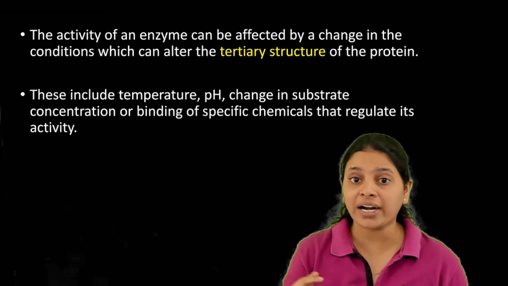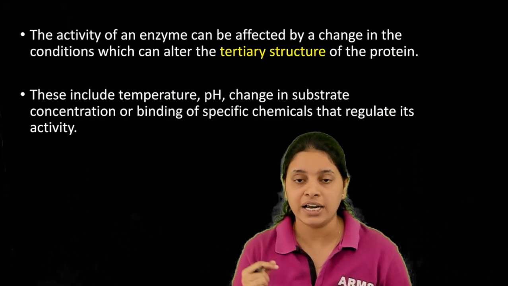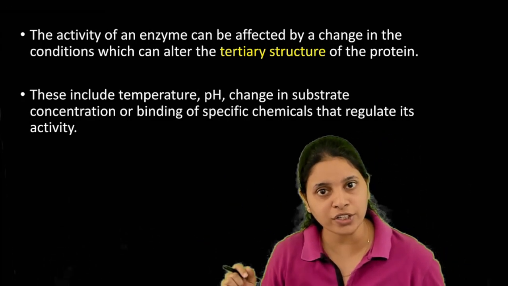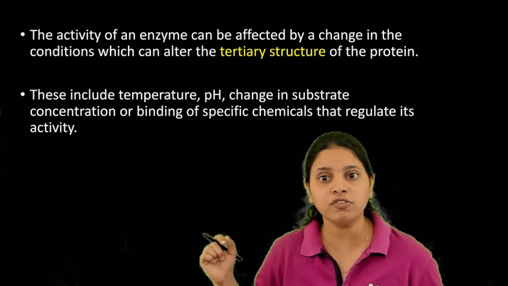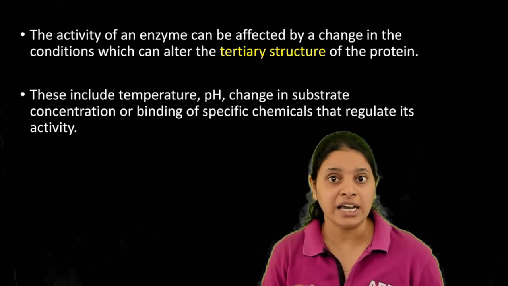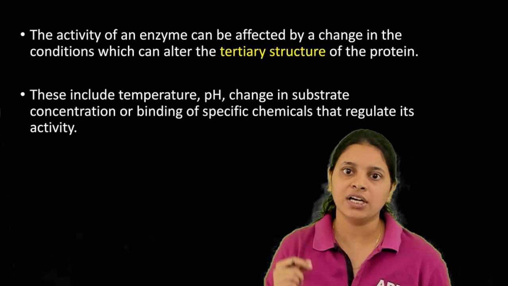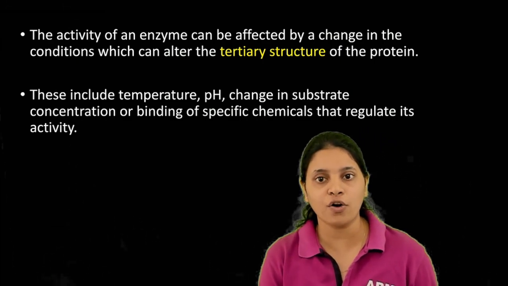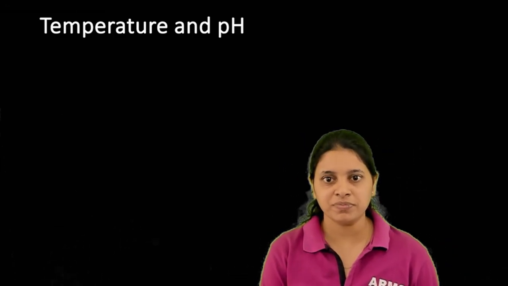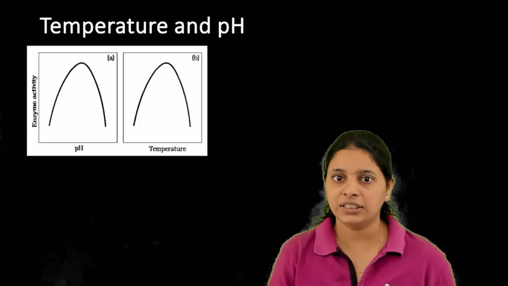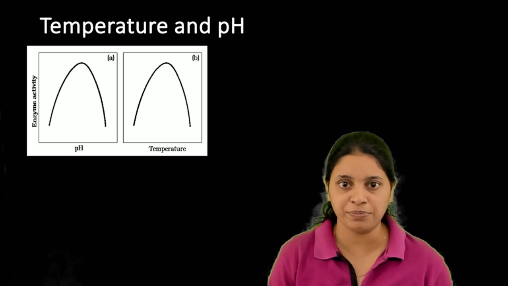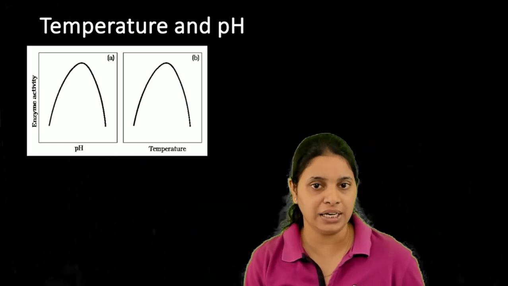So, the various factors which affect the rate of reaction catalyzed by enzymes are temperature, pH, change in substrate concentration or binding of specific chemicals that regulate its activity. So, in this case, we will study chemicals called inhibitors which inhibit or slow down the rate of reaction. First, we will discuss temperature and pH. Let's understand how both these factors affect the rate of reaction or the enzyme activity. First, let's go through pH.